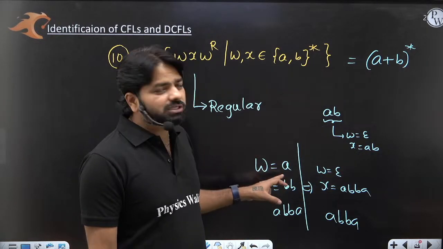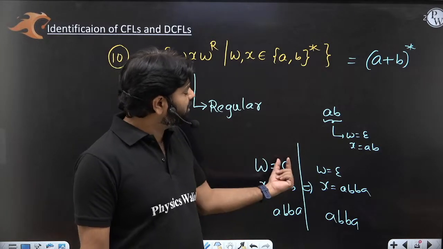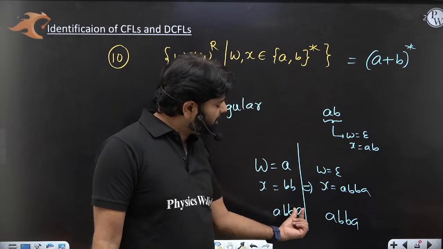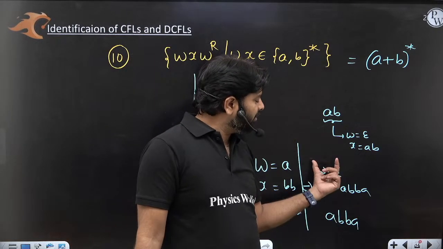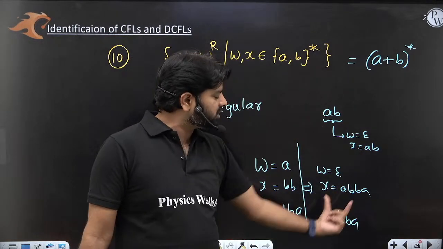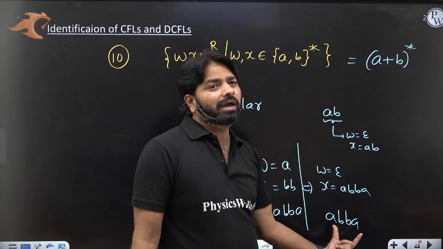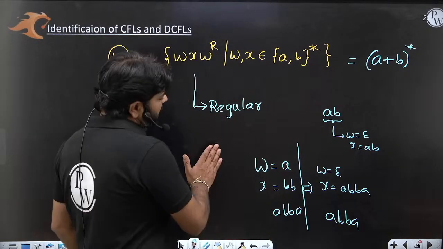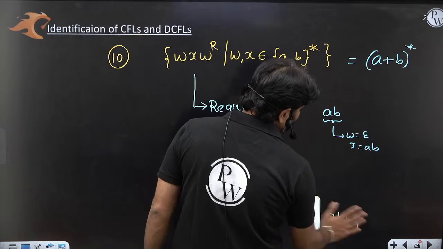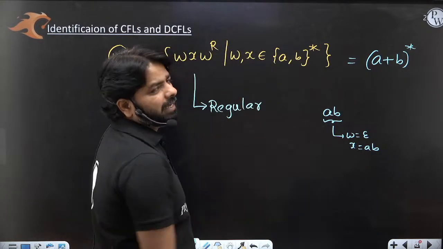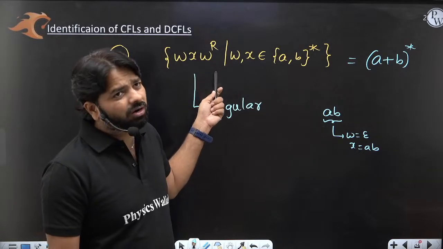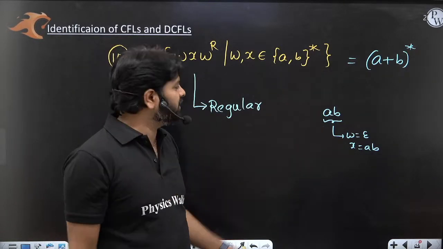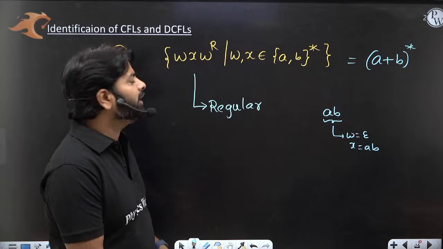So even if your assumption is W is A, W, X, W^R gives you A, B, B, A. And the same string you can get some other way: W is epsilon, X is this whole string, and you got W, X, W^R. So any string in the world you can get with the help of W as epsilon, and hence the reverse of W is epsilon, and X is what you want to derive. Okay, it is possible.